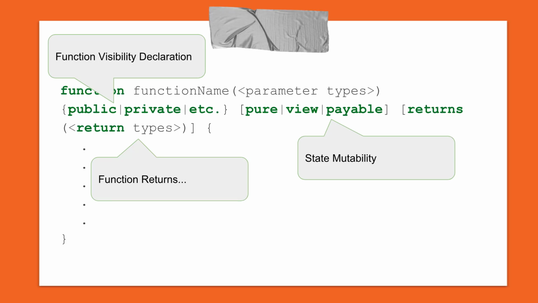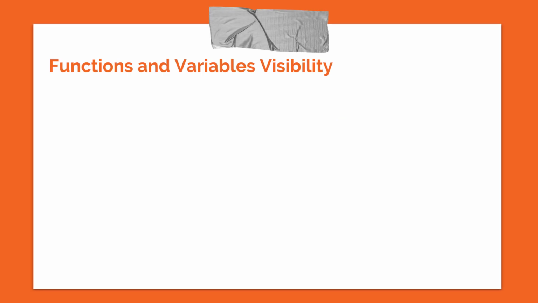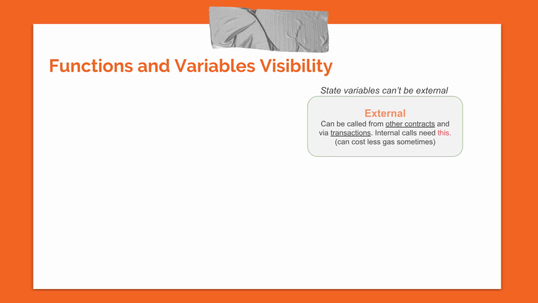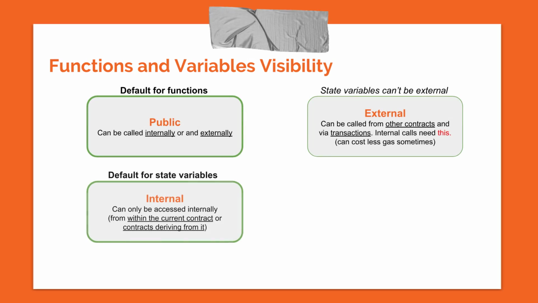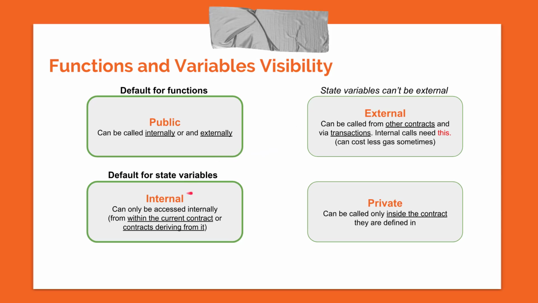Okay, let's look at the different types of visibility in more detail. As I said, we can have four different types of visibility: public, external, internal, and private. Those visibility declarations can be applied both to functions and variables, except for the keyword external, which is only for functions. When we declare a function, the default visibility of it is public. Basically, we can call this function internally and externally, and everyone has access to it.